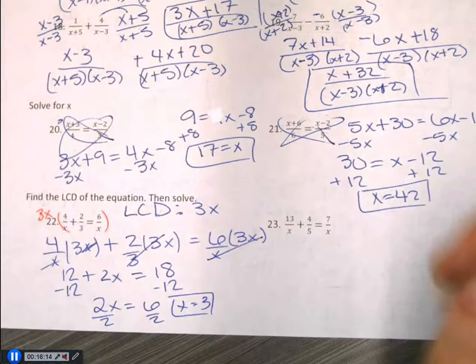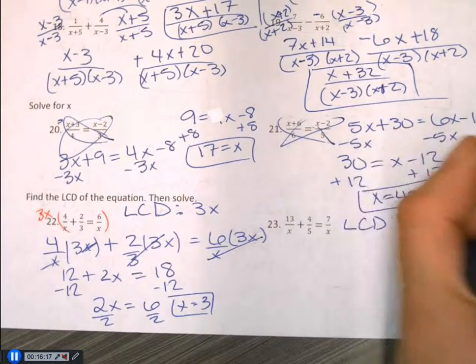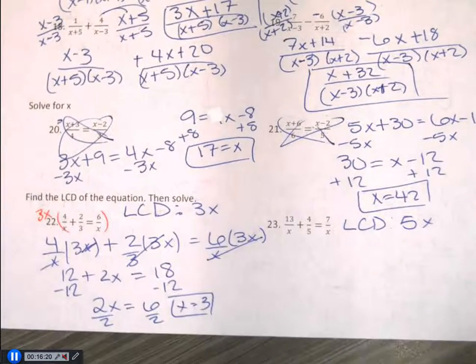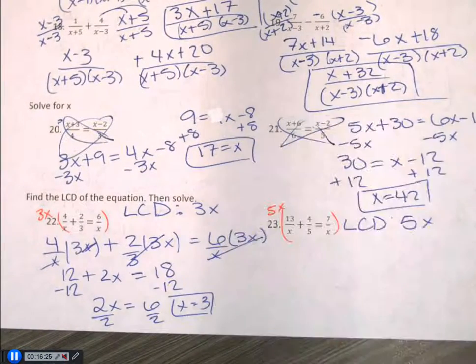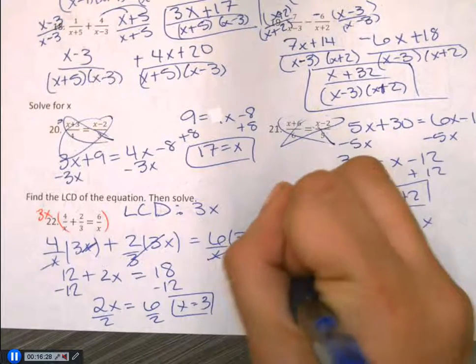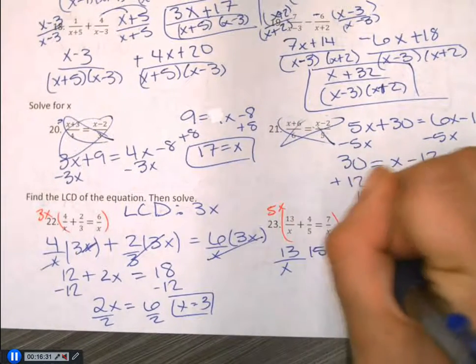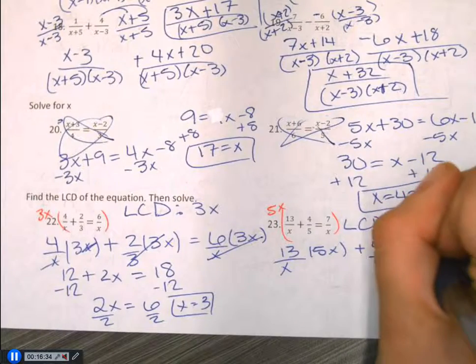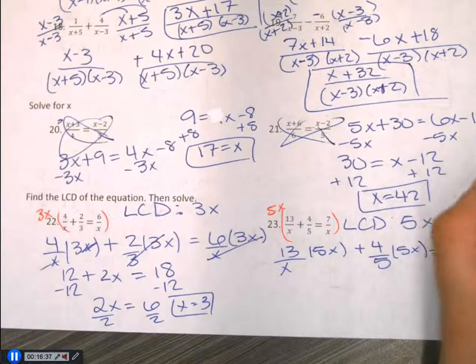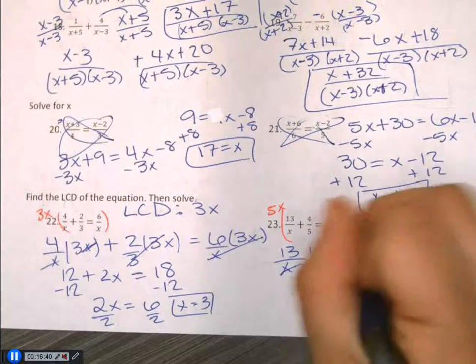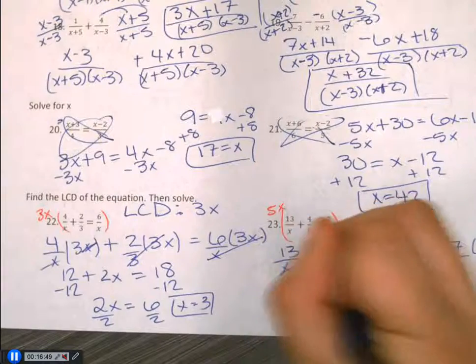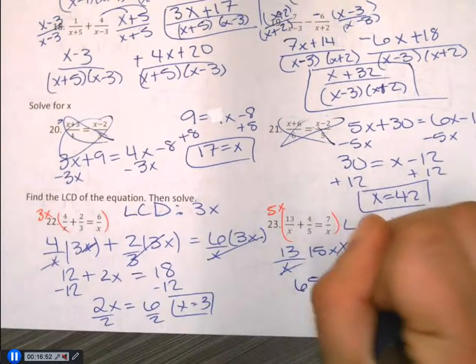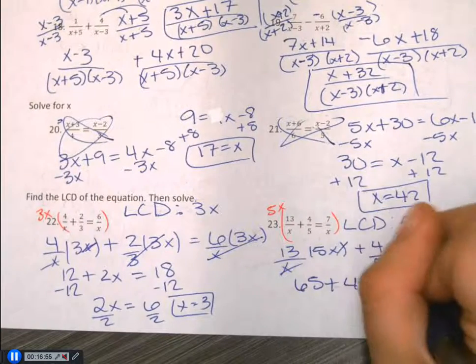I'm going to do the same thing on number 23. I look for my LCD. This one is 5x because I take both of my denominators and multiply them together. Then I'm going to multiply them all by 5x. So I have 13x times 5x plus 4 over 5 times 5x equals 7 over x times 5x. And then the x's cancel out. 13 times 5 is 65. On this one, the 5's cancel out, so I have 4x. Over here, the x's cancel out, and it equals 35.